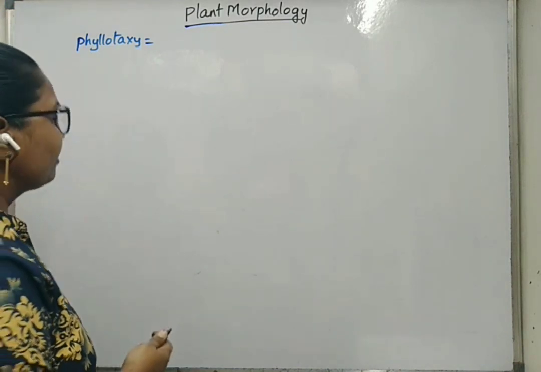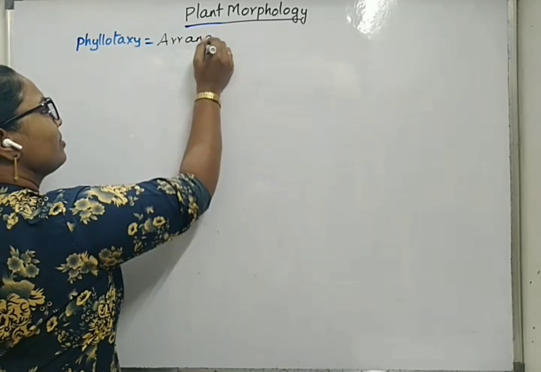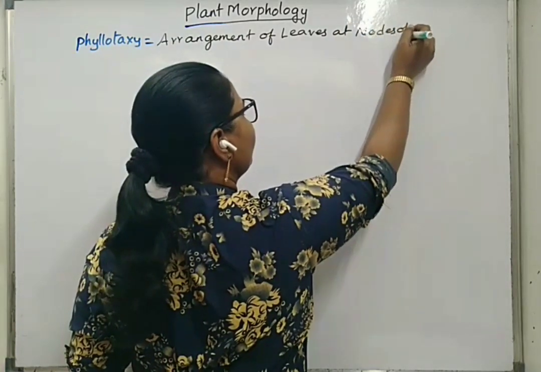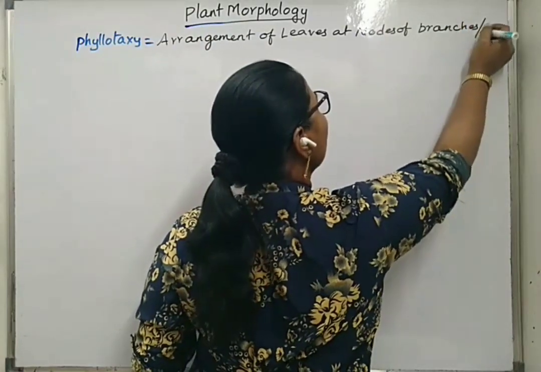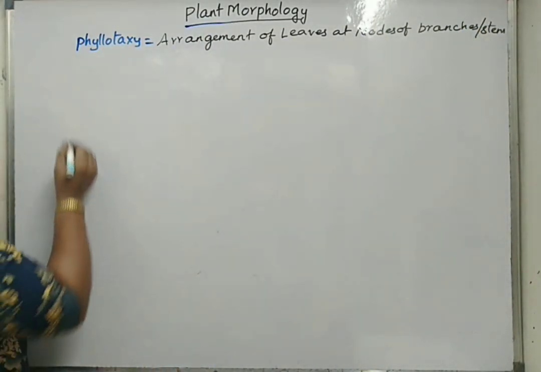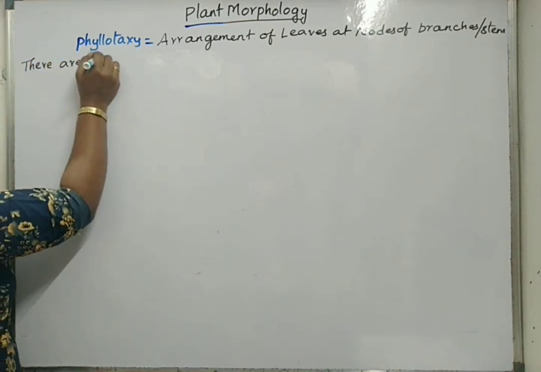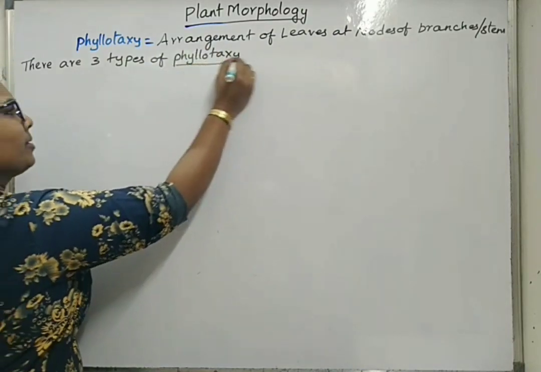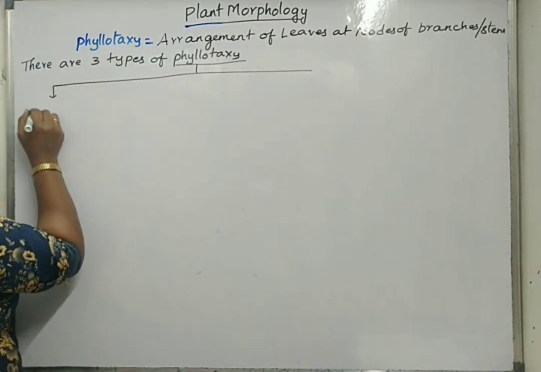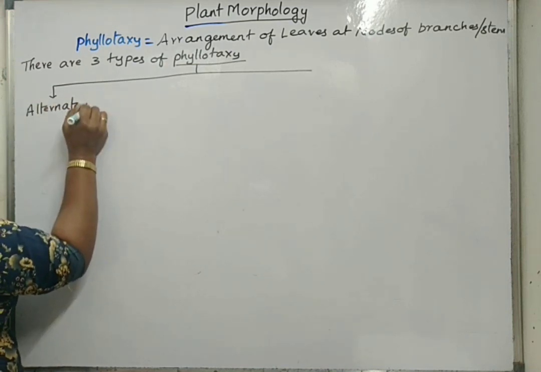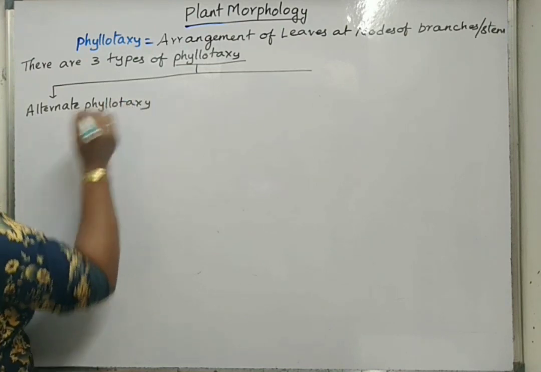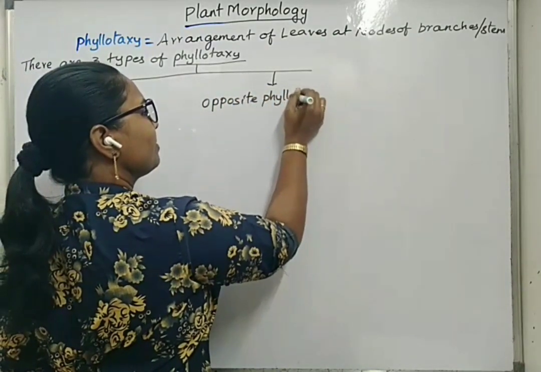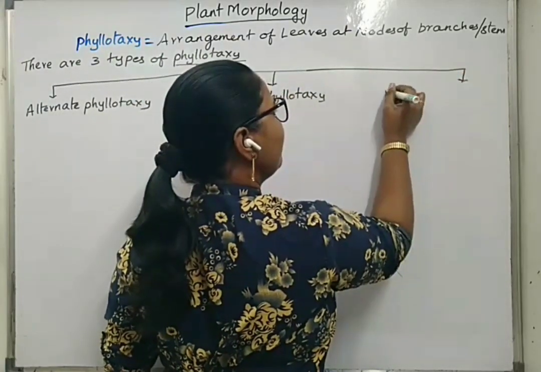Phyllotaxy means arrangement of leaves at nodes of branches or stem. That arrangement is termed as phyllotaxy. There are three types of phyllotaxy. What are those three types? First one, alternate phyllotaxy. Second one, opposite phyllotaxy. Third one, whorled phyllotaxy.